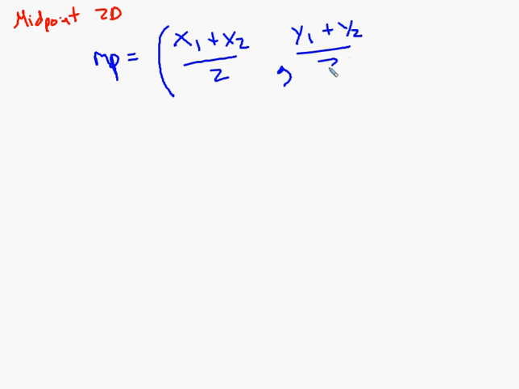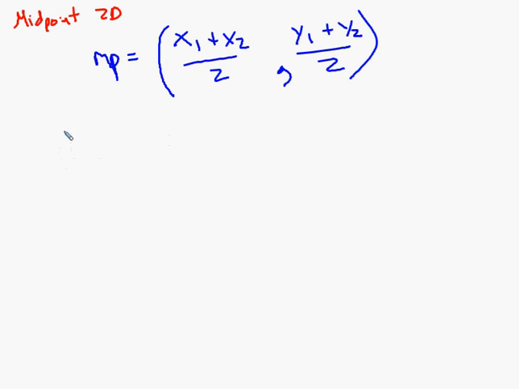Alright, in 2 dimensions, pretty easy, just an extension of the one we just did, except we do have an ordered pair. So we have x1 plus x2 divided by 2 like we just had, comma, y1 plus y2 divided by 2, because now we're in 2 dimensions. And it's going to work basically the same way as in 1 dimension.